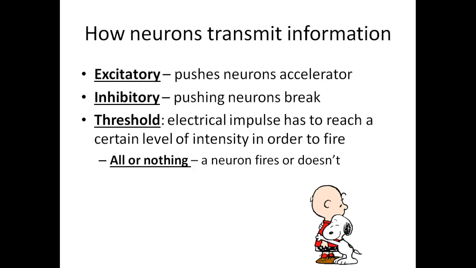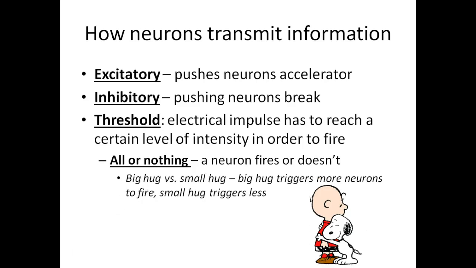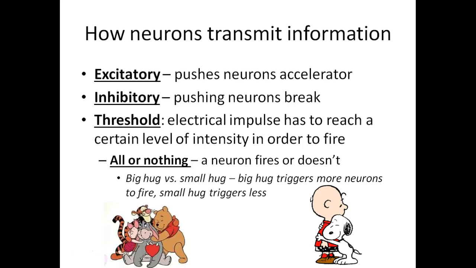There's no in between. If you think of it like a big hug, when we have a really big hug with somebody, it actually causes more neurons to fire, which is how we know it's a big hug, versus if you have a little hug with somebody, then not as many neurons will fire, which is how you know it's a little hug. And we have Snoopy and Charlie Brown right here, and we have the whole Winnie the Pooh gang right over there.